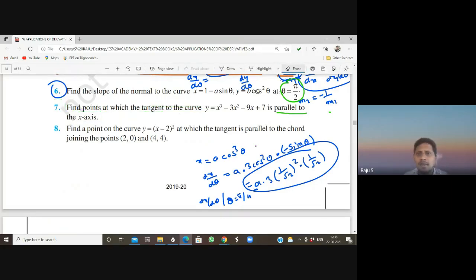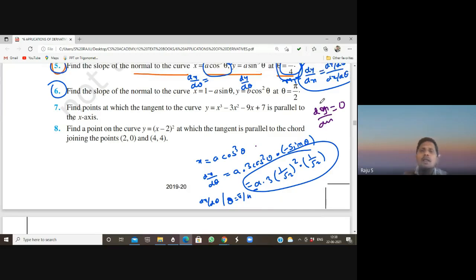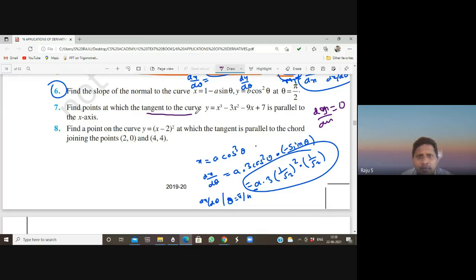So here in this question, what to do? Just now I explained that for a tangent parallel to the x-axis, the slope is always equal to 0. Slope is nothing but dy by dx. Remember that slope you can write as m or as dy by dx. In this exercise, try to write slope as dy by dx. The tangent to the curve is parallel to the x-axis, so just find dy by dx. You get dy by dx is 3x square minus 6x minus 9.